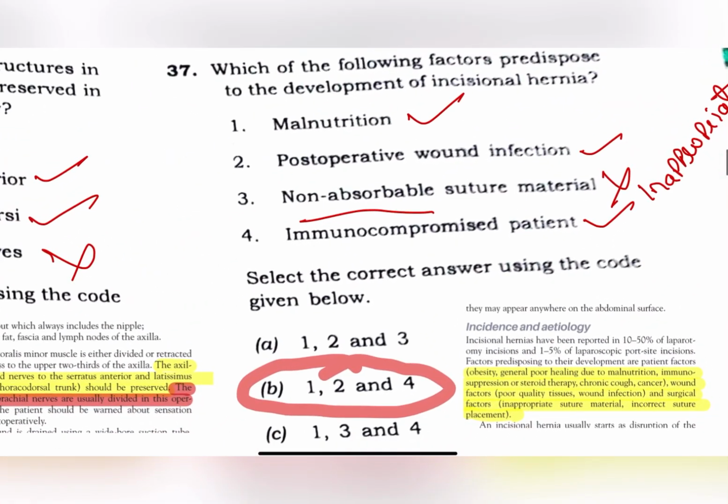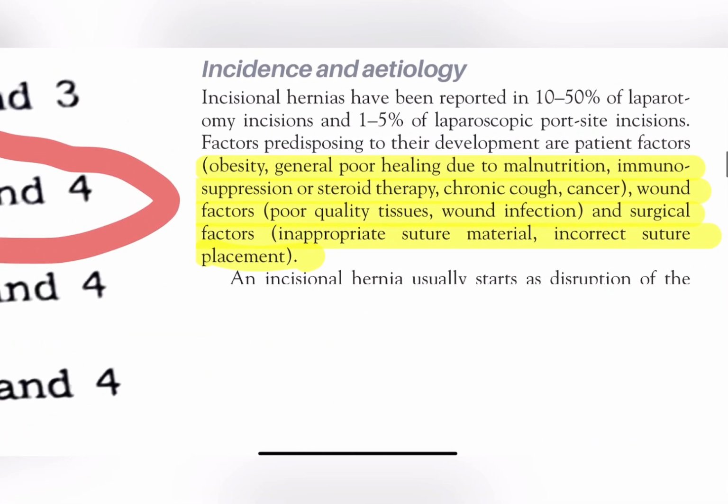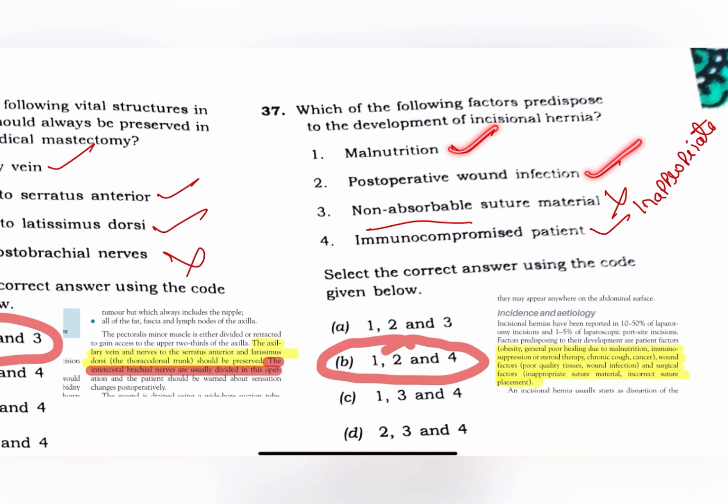Next question we have, which of the following factors predispose to the development of incisional hernia? These are the factors that lead to it: obesity, poor healing due to malnourishment, immunocompromise, chronic cough, cancer, wound factors like wound infections, surgical factors, inappropriate suture material or incorrect suture placement. So we have malnutrition, that's true, wound infection true, immunocompromise true. Now here they are saying non-absorbable suture material. It is actually inappropriate suture material, not particularly non-absorbable suture material, so this statement is wrong. So the answer for this is 1, 2 and 4.